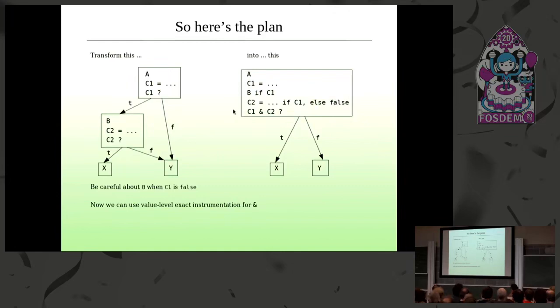So we have now this combined C1 and C2, which is a value, and we can just do our accurate instrumentation and it's fine. But we do have to be a little bit careful because this B, which is arbitrary computation, we now have to make conditional so that B is not executed if C1 was false, right? So that's the function that you keep having to fix, Mark. This is something guardable or something that keeps failing, right? So that was the plan. So the question is, how am I going to implement this?